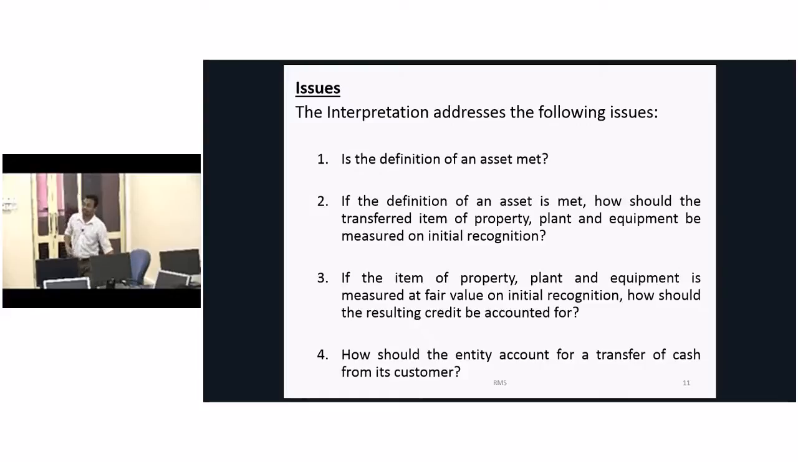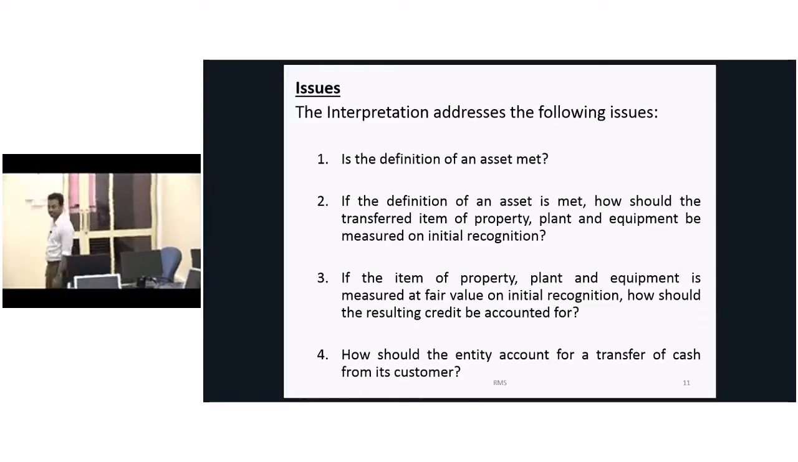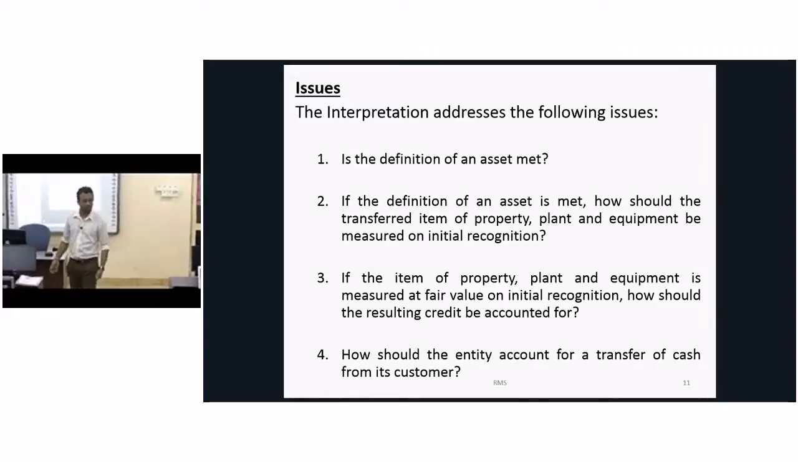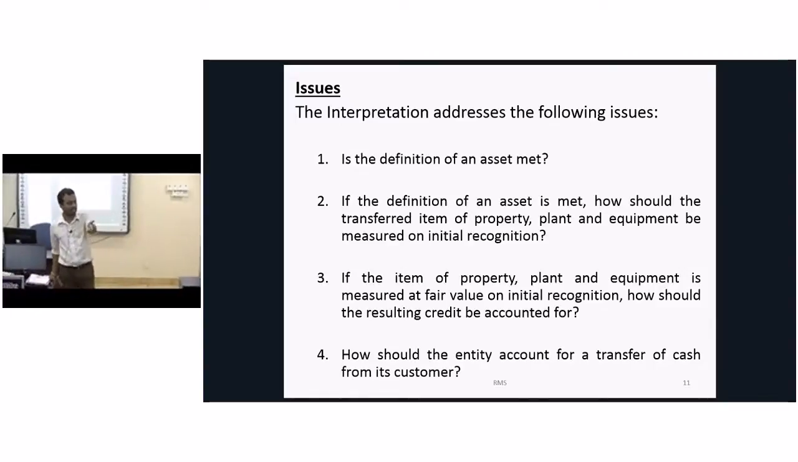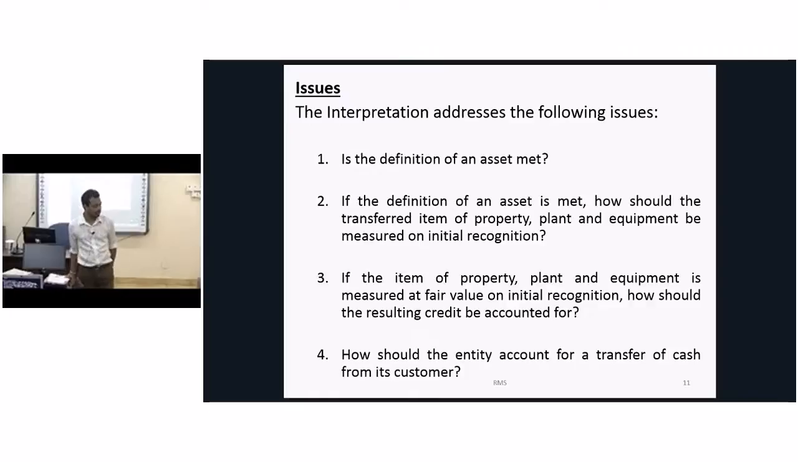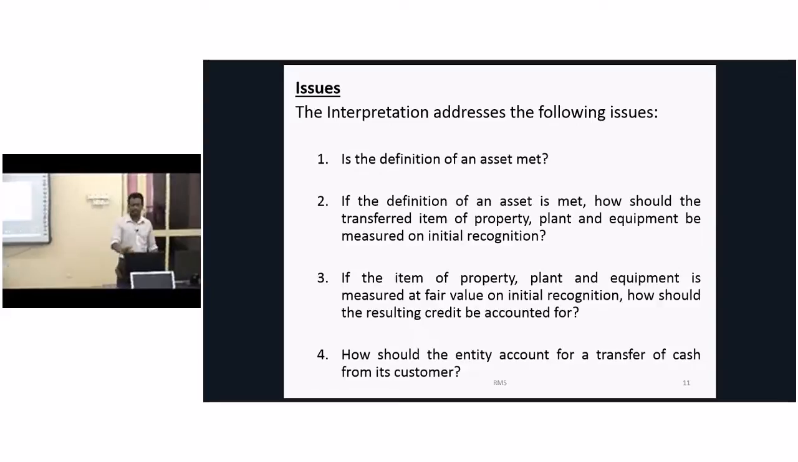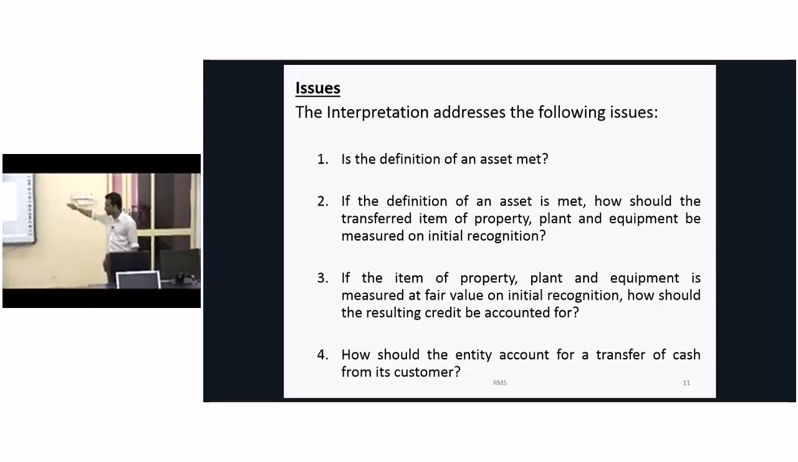Next one is controllability. Yes or no? Yes. Actually, even the company that built it cannot touch the transformer. It is not allowed. They cannot do anything. The total controllability over the transformer is with the electricity board. So the third condition is also satisfied. Therefore, you can understand it is under the definition of an asset.